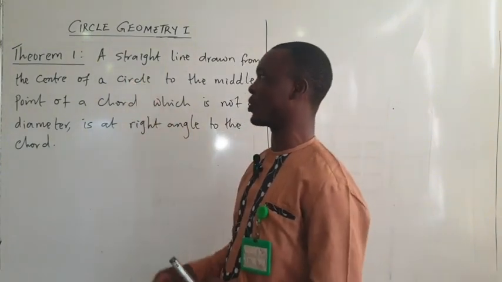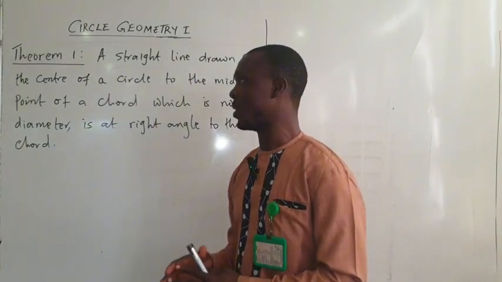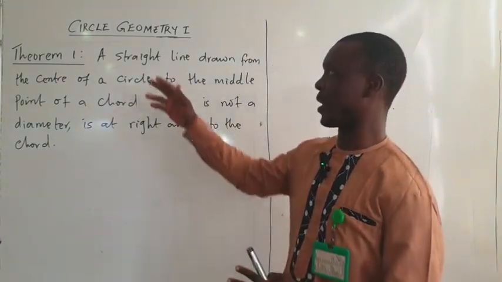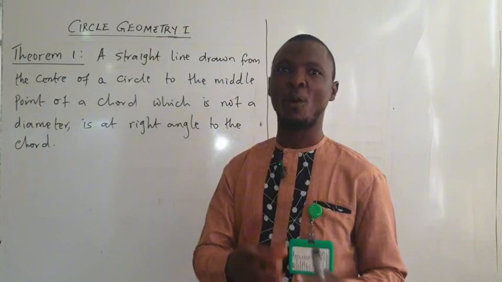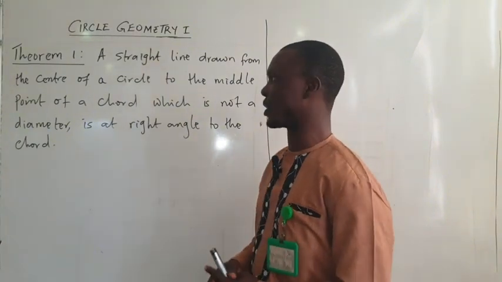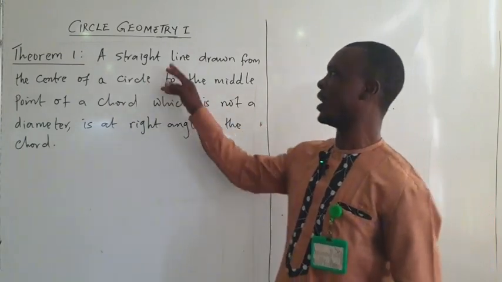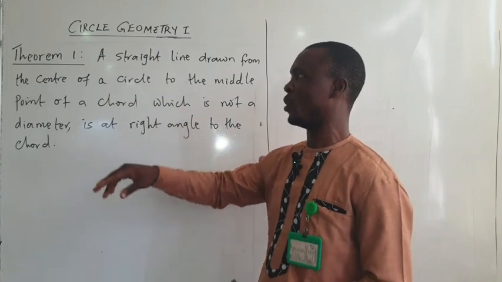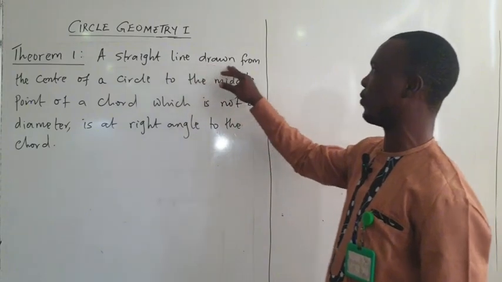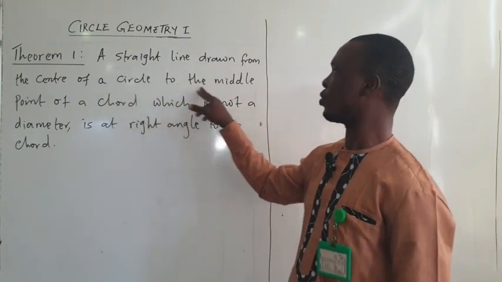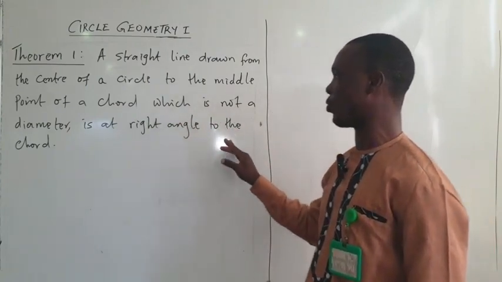Before we go to the first theorem, we define a theorem as a mathematical rule or proposition that can be gotten by solving or by proving the formulas of reasoning. So here now we have theorem 1, and theorem 1 states that a straight line drawn from the center of a circle, so that's why I said we must have learned about the properties of a circle, to the middle point of a chord, which is not a diameter, is at right angle to the chord.